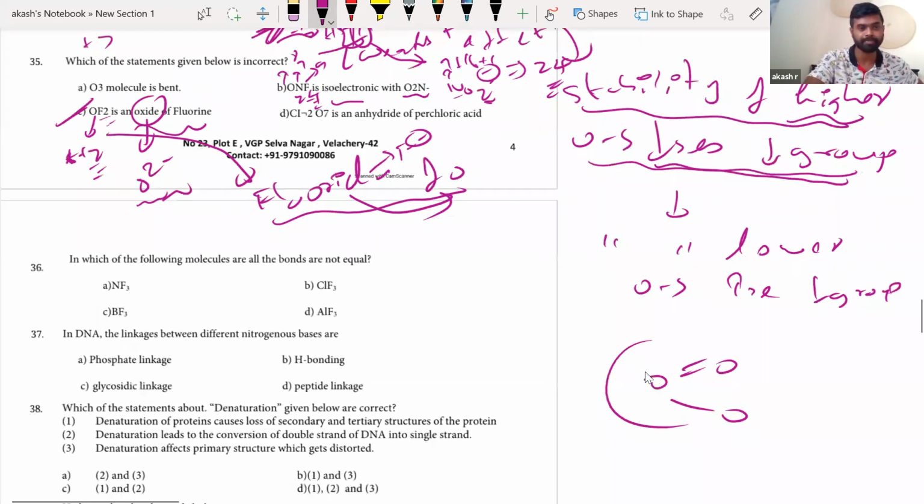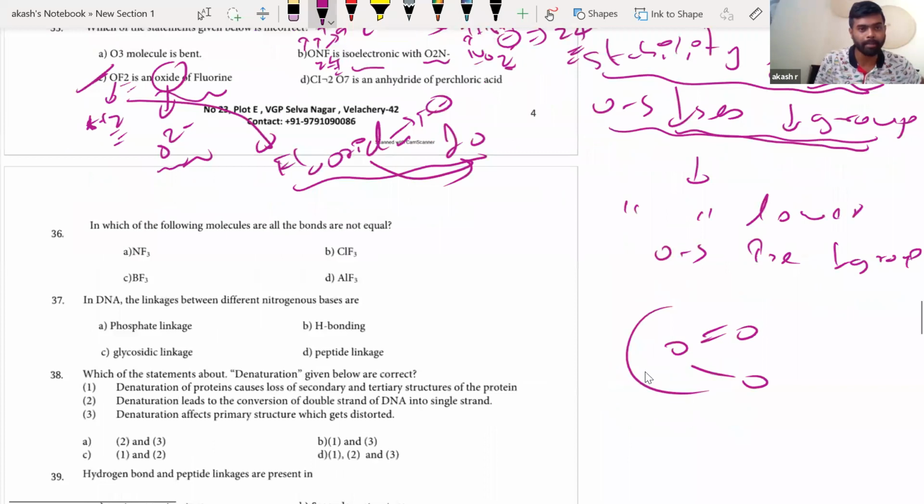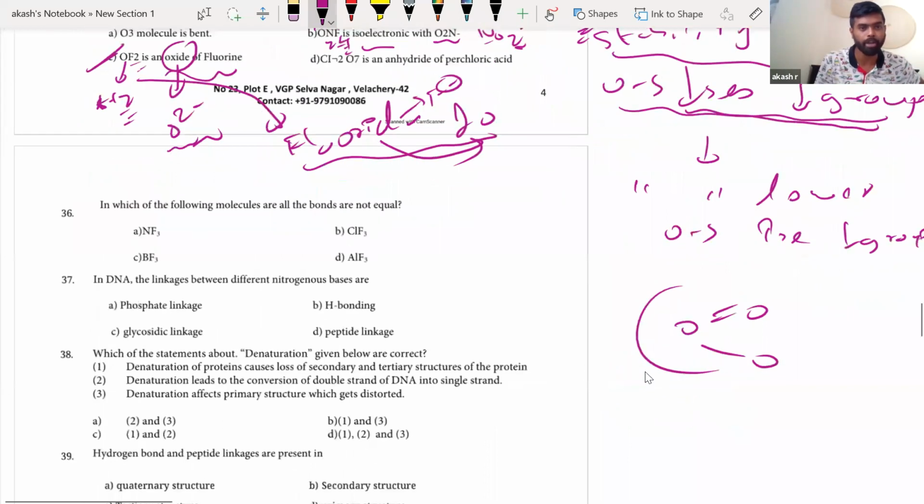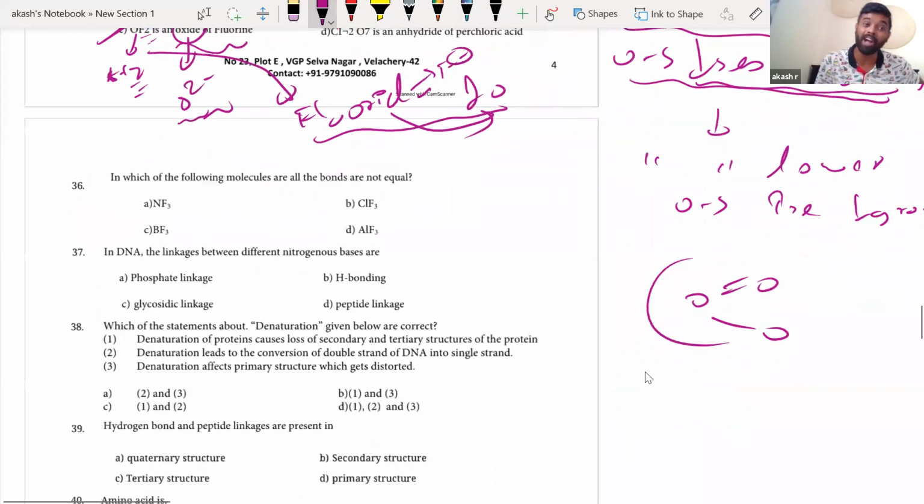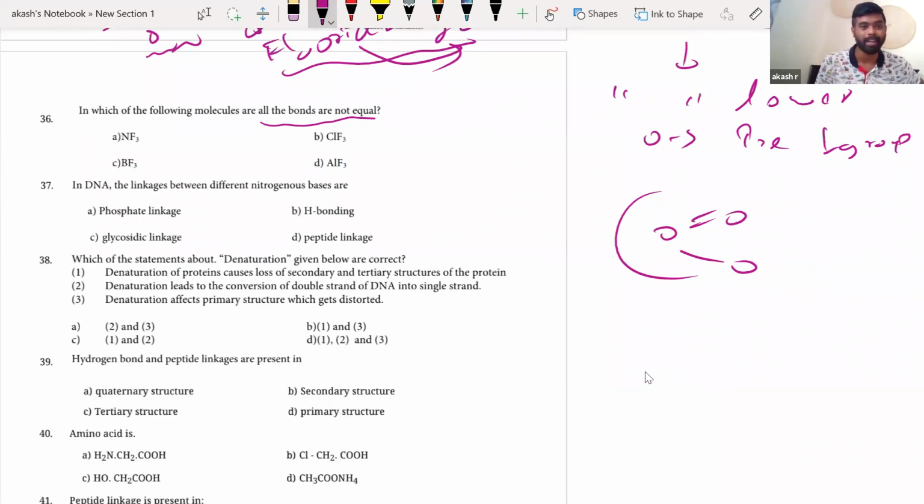Okay, next. In which of the following molecules are all the bonds not equal? Now you have to check. NF3 will be fine, this is pyramidal. BF3 will be fine. AlF3 is fine. The answer would be ClF3. Now why ClF3? Let me tell you.